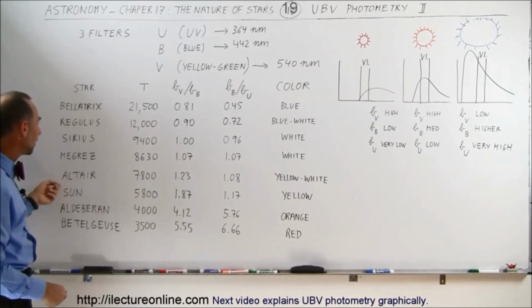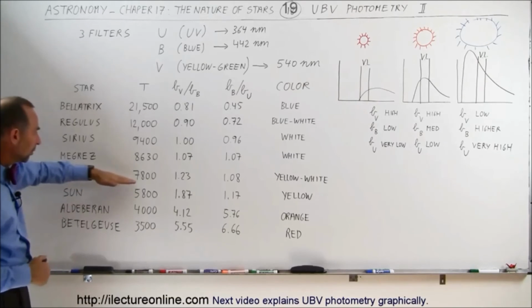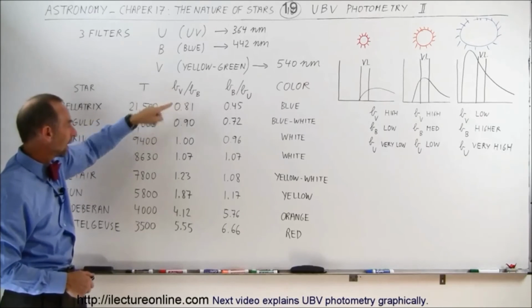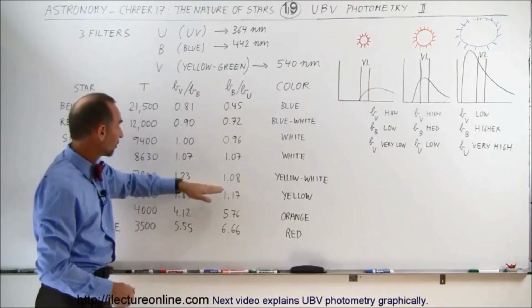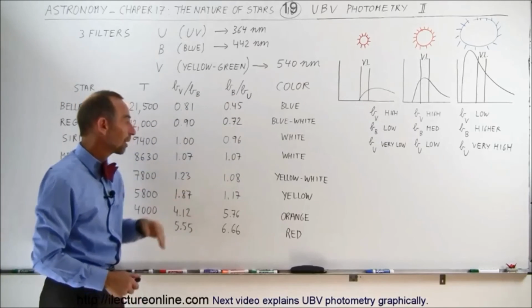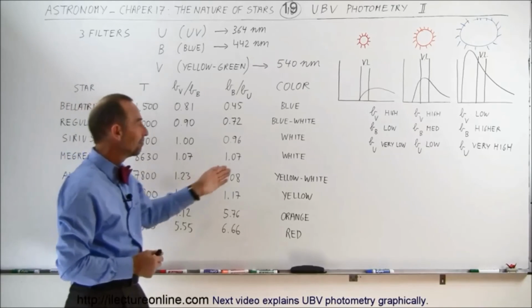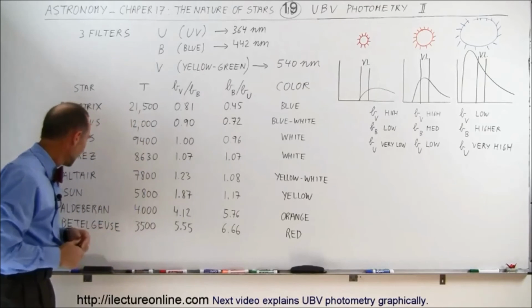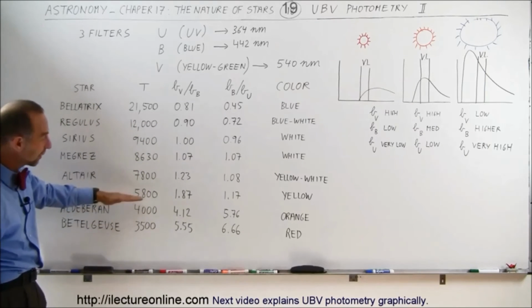Then the next star, Altair, which is a star in the water bearer, is at 7800 surface temperature. Notice that the visible light spectrum is now quite a bit stronger than the blue light spectrum, and the blue light spectrum is stronger than the UV light spectrum. So again, that shifts it more into the visible light spectrum, and from white it's now going to a yellow-white color. Then we go to our sun. We know where our sun is, surface temperature 5800 degrees Kelvin.